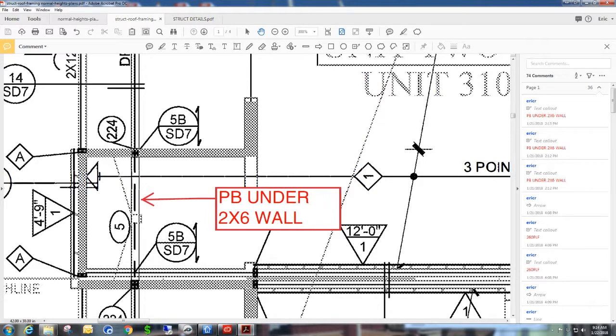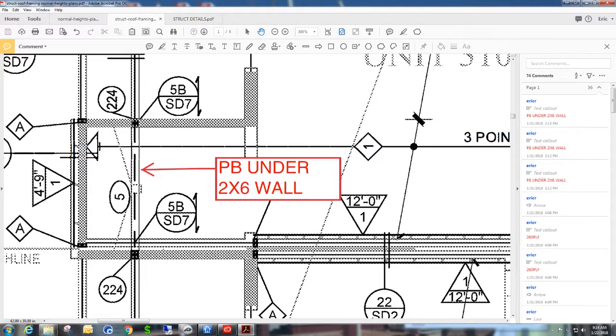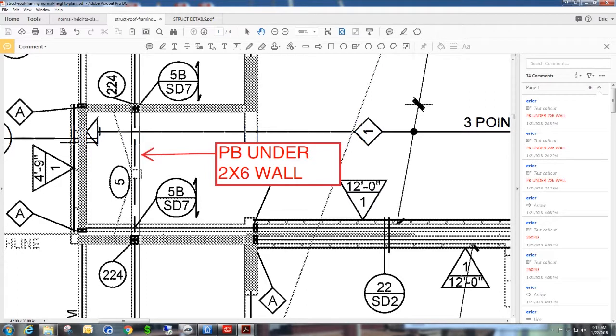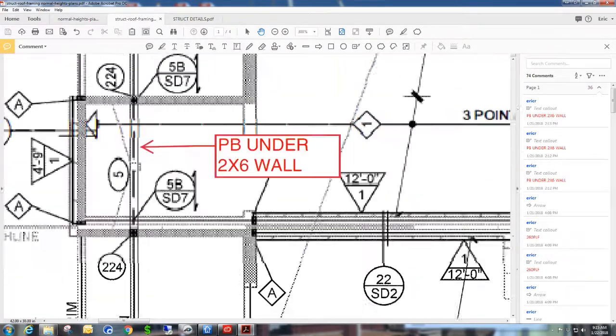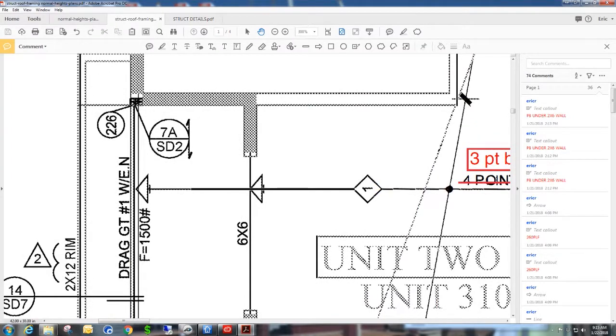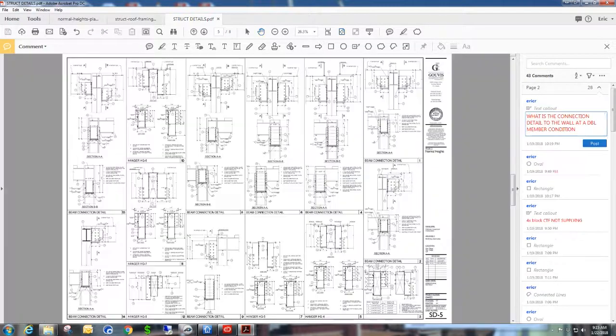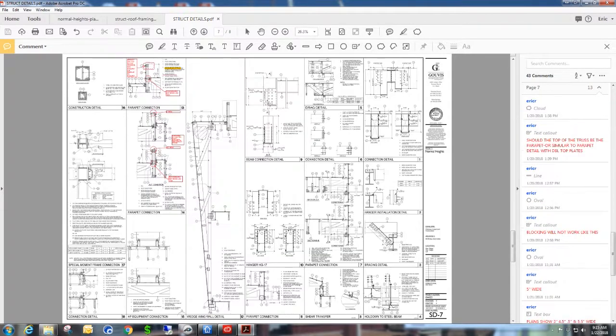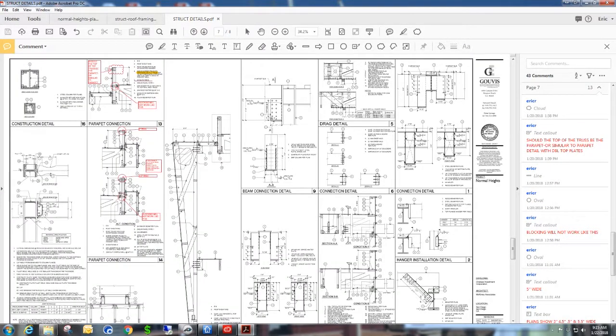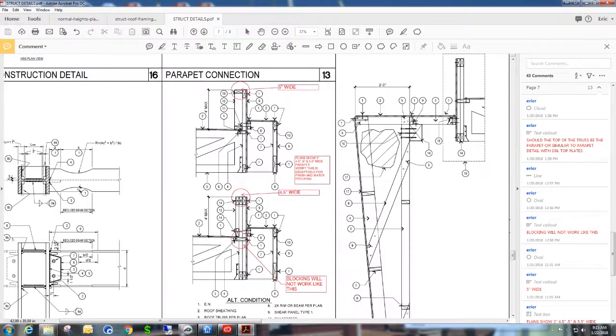So in this case, there's a PB panel blocking, and above it is a 2x6 wall. The transition from here to here is going 5.5 inches to either 3 inches. Let's see, that detail is 14 SD7. You look at that 14 SD7, and it's that detail. So it's going from 5.5 inches to 5 inches or 4.5 inches.